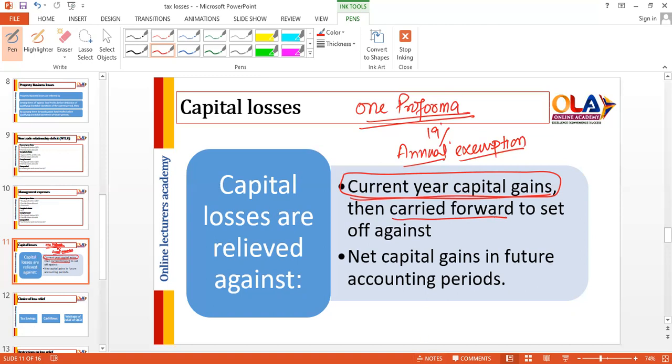Now let's move to our first question, which is based on capital losses. Just a minute, let me share the question.